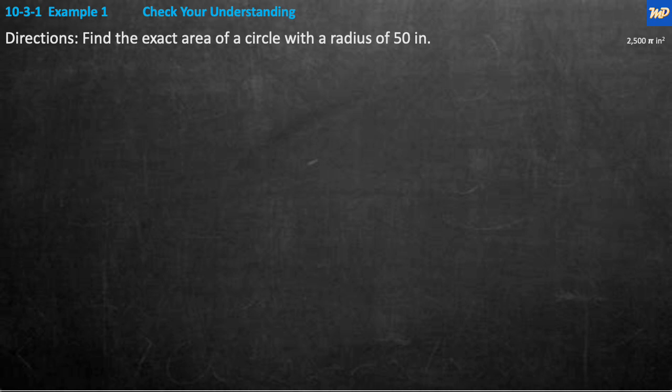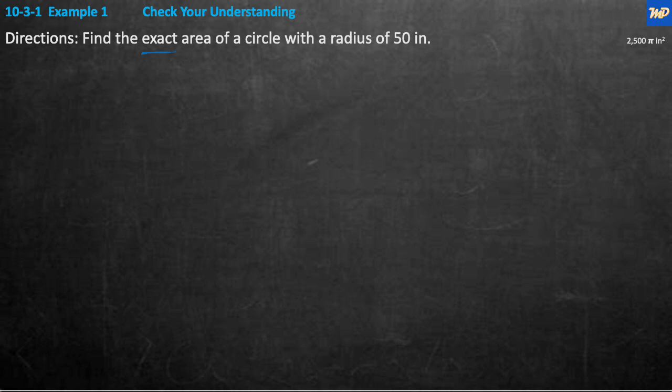Okay, example 1, check your understanding. Your turn. Find the exact area of a circle with a radius of 50 inches. Go ahead and do it. When you get back, we'll do it together.